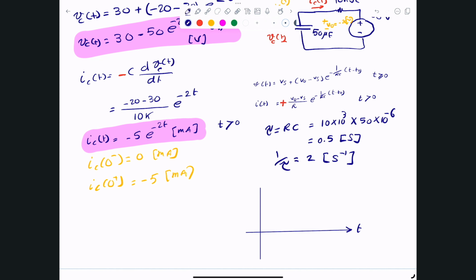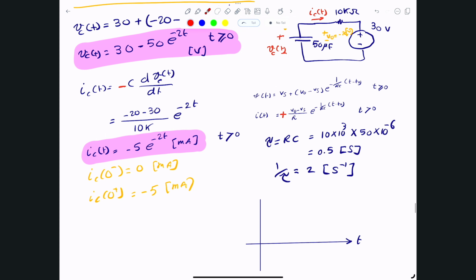So this will be t. Let's start with the voltage. The voltage is this equation in here. When t is exactly 0, that means 30 minus 50 is -20. So we'll start somewhere in here. I'll highlight it in red. That's -20, for Vc of t, the one in red. And eventually, when t is infinity, the whole exponential term goes to 0. So eventually we start at -20 volts in here, and it goes all the way to 30 volts.